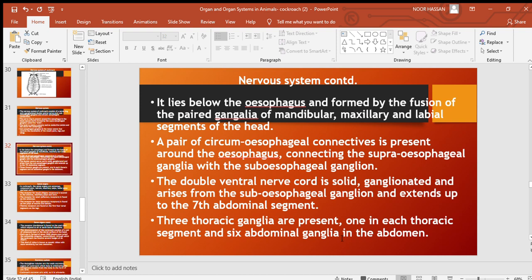Apart from it, there is the brain, which is also called the supraesophageal ganglion, and the other one is the subesophageal ganglion. So with that, there are 11 ganglia present. One acts as the brain or supraesophageal ganglion, the other one is the subesophageal ganglion. Then three thoracic ganglia are present on the ventral nerve cord, and the rest, that is six abdominal ganglia, are present in the abdominal region. Okay, so this is about this.